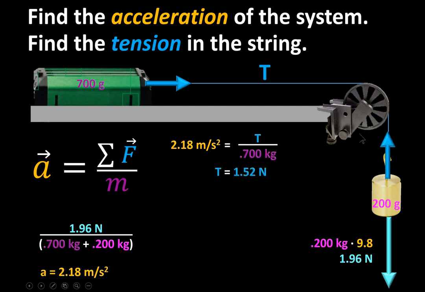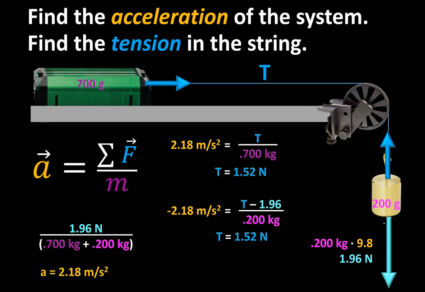If we're going to figure out this tension, again, we're just worrying about the bottom mass. So you would use your F equals ma equation. Now it's accelerating downward, but this object has two forces. It has the force of gravity and tension to the mix.